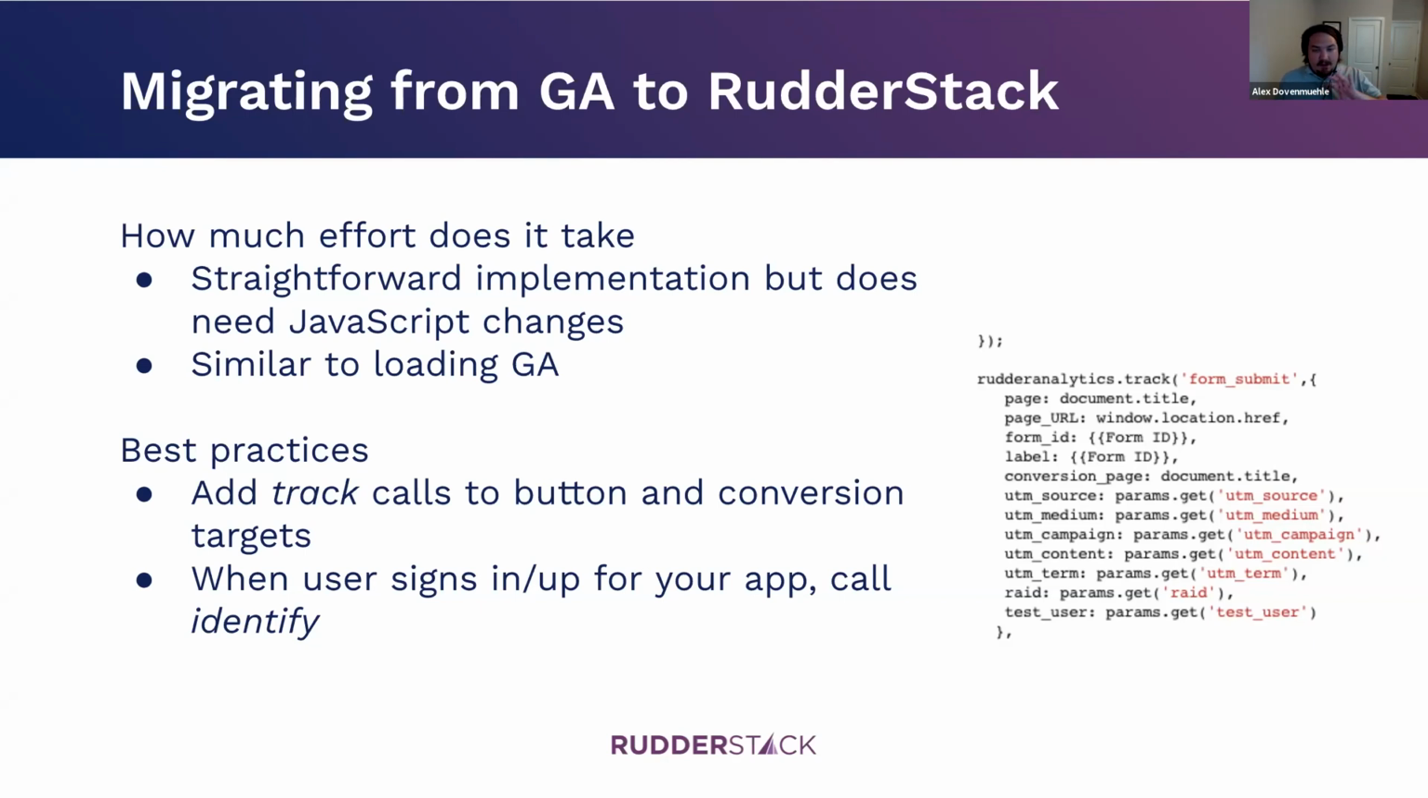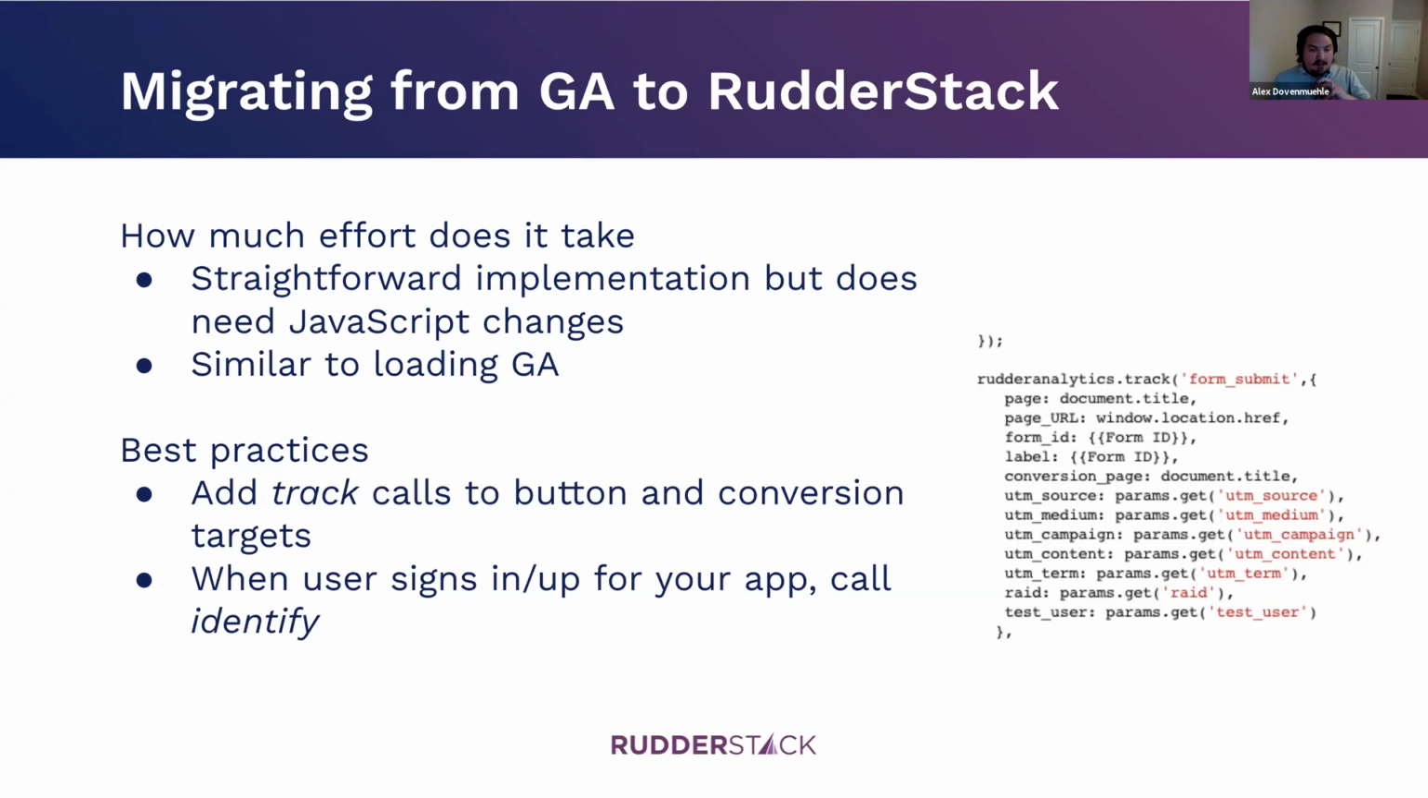I think the thing that starts to really take Rudder Analytics over the top is when you start adding more of those properties and context to those events. So you can add those track calls, like you have this example, the form submit, or when they click a button, or whatever the conversion target might be. You can see there, you're getting all sorts of stuff into that, which again feeds your downstream warehouse, and then you can do whatever you want with that.